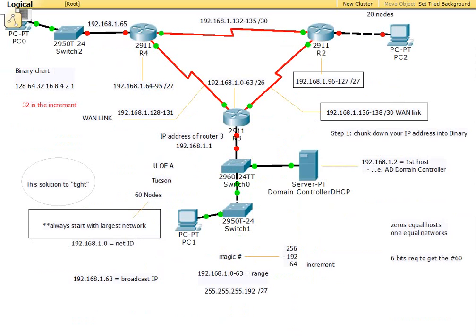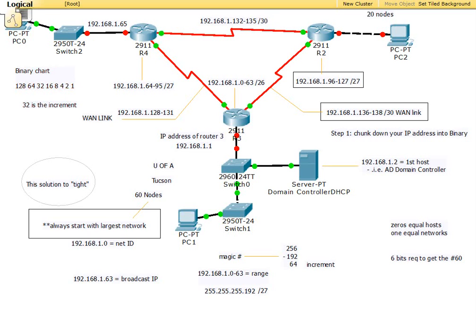60 nodes. So you need to figure out what subnet mask is going to allow you to get the 60 nodes. So you remember that in subnetting, zeros represent host, okay, and ones represent networks. After you convert the subnet mask into binary, then you'll know what you have to work with. So that's the first step, is to convert your decimal representation of the subnet mask into binary. And for that you need your binary chart.